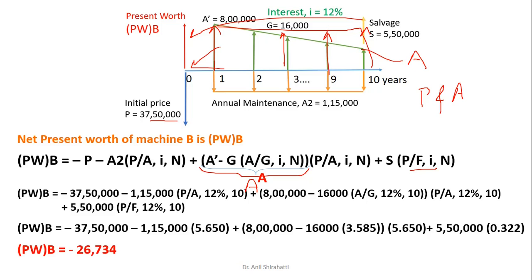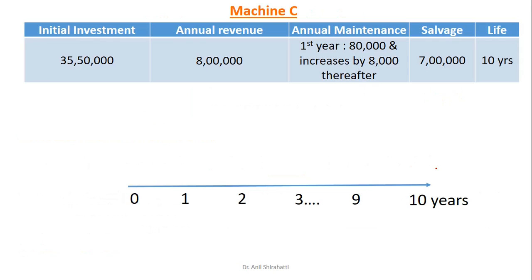minus 26,734. So you can see in this series the net value is negative. That means if I invest in this machine, I will have a loss of 26,000 rupees. Okay, let's go to the last machine, which has an investment of minus 35 lakhs.